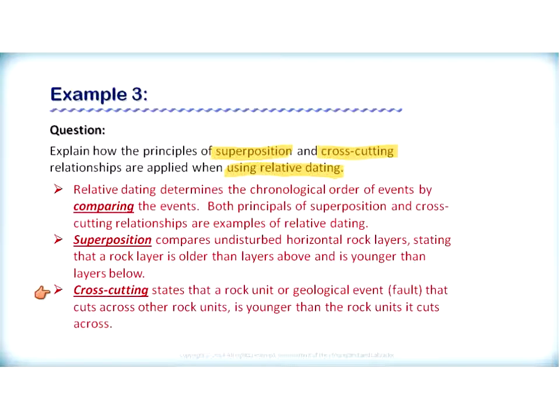Also, if we look at cross-cutting relationships, the law of cross-cutting states that a rock unit or geologic event, such as a fault, that cuts across other rock units is younger than the units they cut across. In order for a unit to cut across other units, therefore, the layers had to be there first in order for a rock unit to pass through them. So in conclusion, the principles of superposition and cross-cutting are used to determine relative dating based upon the definitions of each.